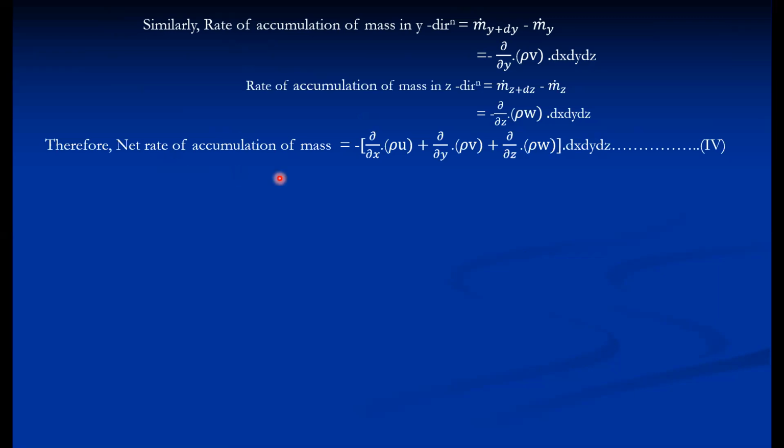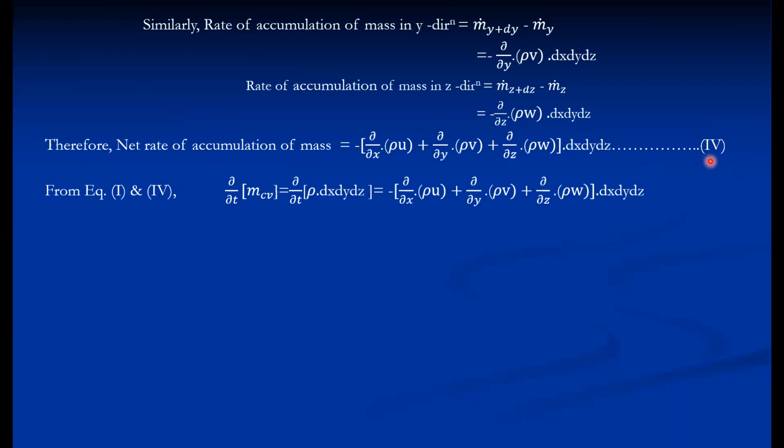Therefore, the net rate of accumulation, we can consider as the addition of all these three. The minus term is common in all three cases, and also dx dy dz is common in all three, so we can take both out of the bracket. Inside the bracket: ∂/∂x of rho u plus ∂/∂y of rho v plus ∂/∂z of rho w. So this is the net accumulation of mass. That is the right hand side we have calculated. Call this equation number 4.